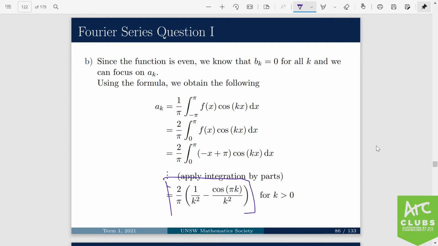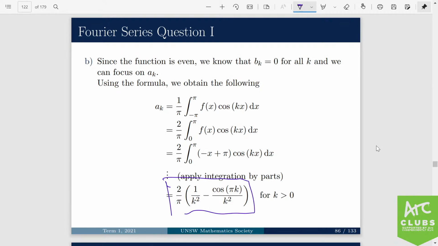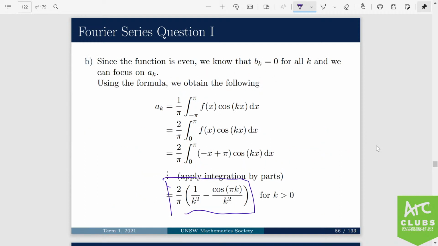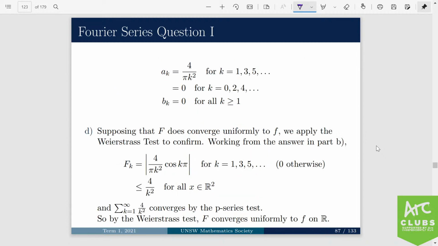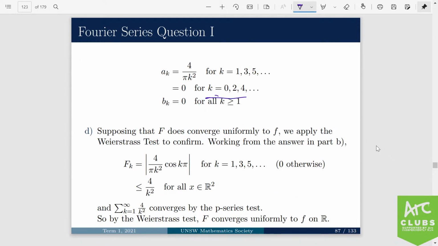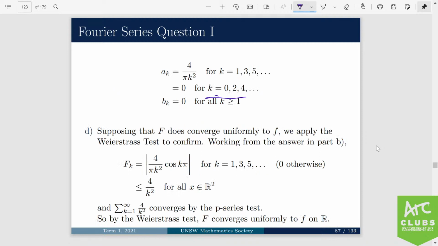So it becomes this. After some integration by parts, we get this. And then you have to check which values work. When k is even, this becomes 1, and these two cancel out, and it all becomes 0. So when k is even it is 0, and when k is odd, we get 1 minus minus 1, which is 2, and multiplied by 2, we get 4 over pi k squared. And b_k is 0 because once again the function is even, so we don't need the odd terms.